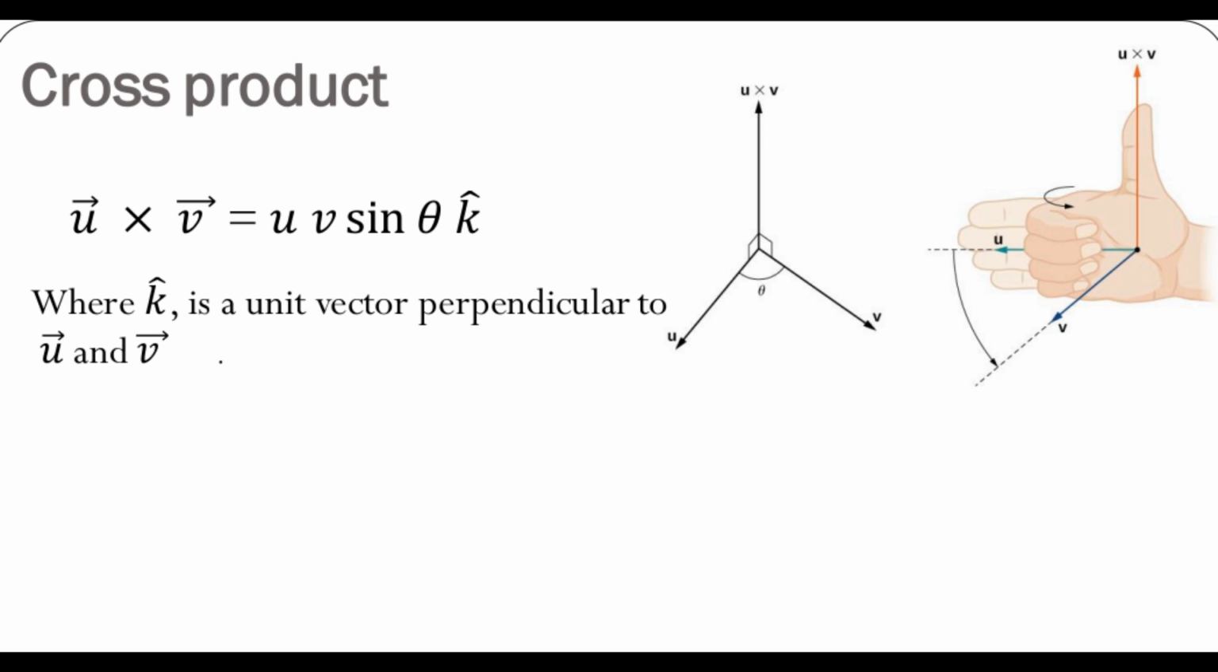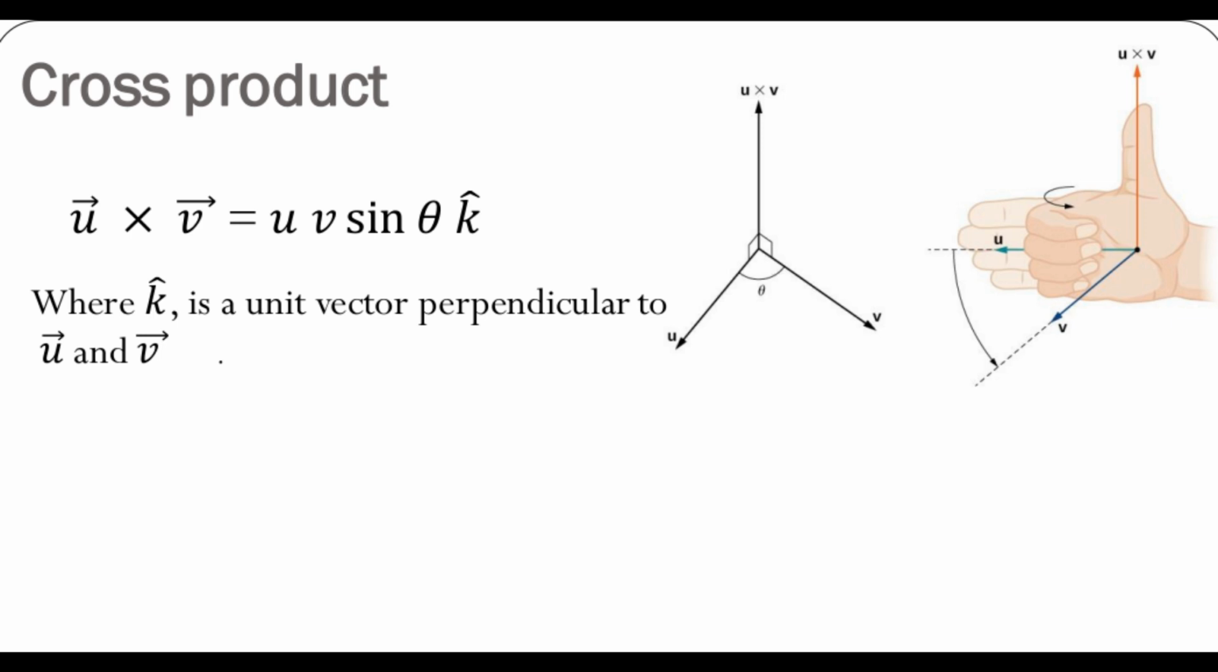So the cross product of two vectors u and v. The resultant of the cross product will be perpendicular to both u and v. To find the direction of the resultant vector, you need to use your right hand rule. So let's say we're doing the cross product of two vectors, u cross v. Okay, so you always use the right hand rule.